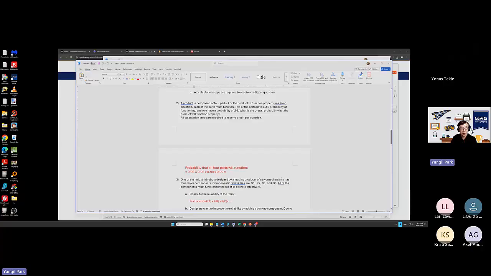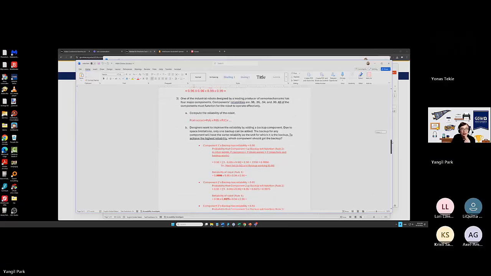Question 2 is pretty much straightforward. We have 4 components for this product. I don't know why I chose this one, because it's very simple. Well, I guess it's okay. You don't have to think too deep, because it's just finding the probability of all connected parts. There's no backup, no switch, anything like that, because all parts work simultaneously.